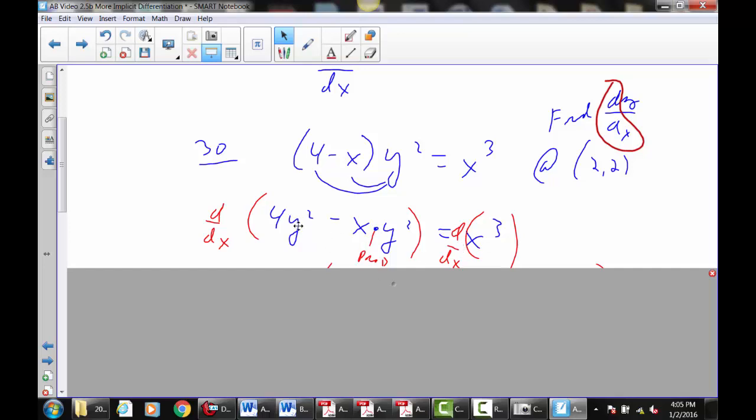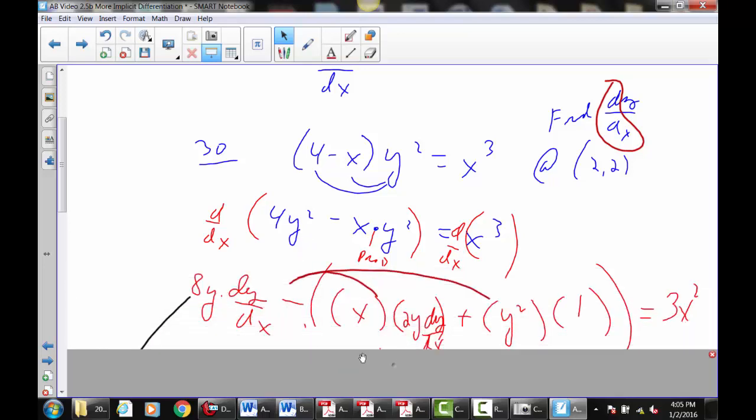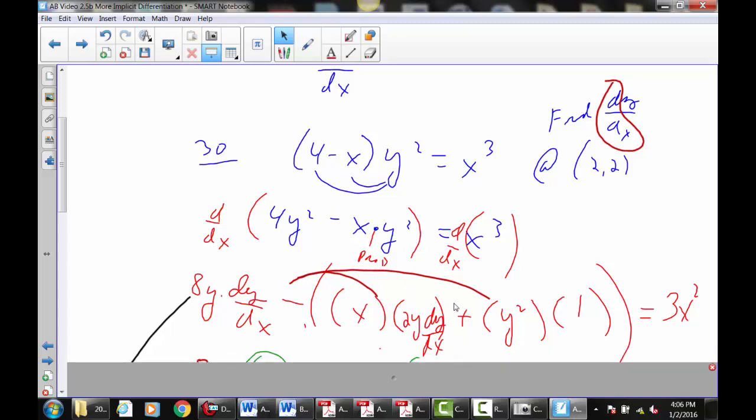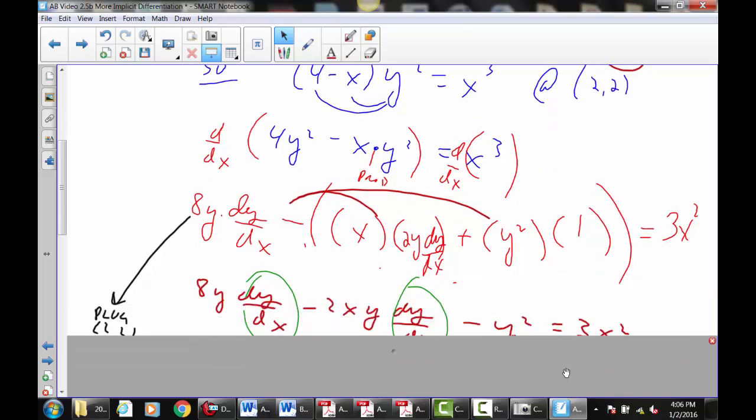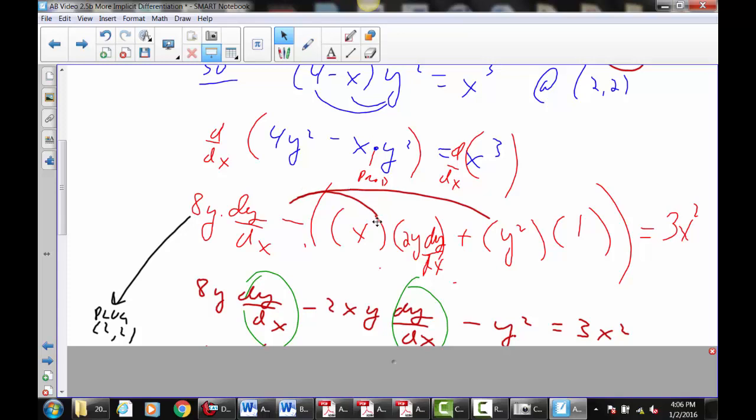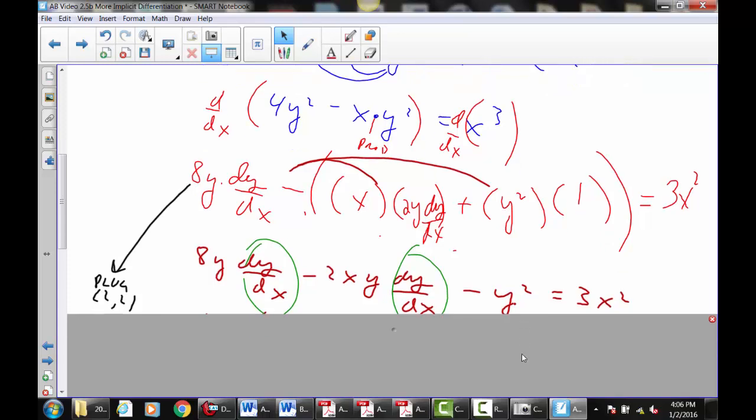So this will be 8y times dy dx, then minus, and then you'll need the parentheses here because the product rule gives a sum. So first factor, derivative of second factor is 2y dy dx because y is ugly in x land, plus the second factor, which is y squared, d dx of x is 1. On the right side, d dx of x cubed is 3x squared. At this point, I distribute and get rid of all the extra parentheses, so I have minus x times 2y, or minus 2xy dy dx, minus y squared.